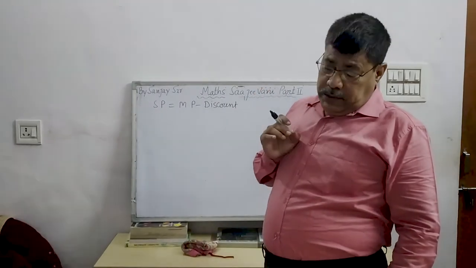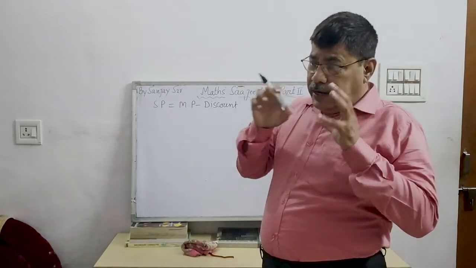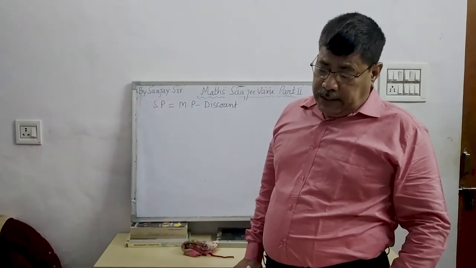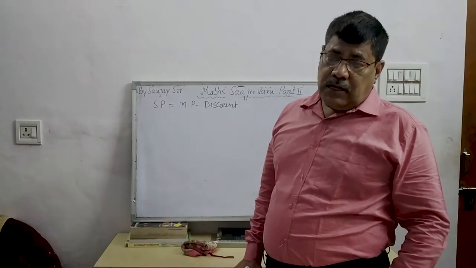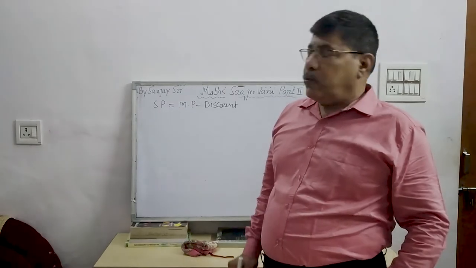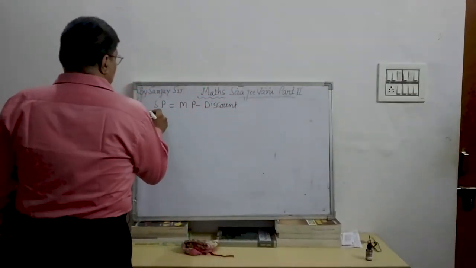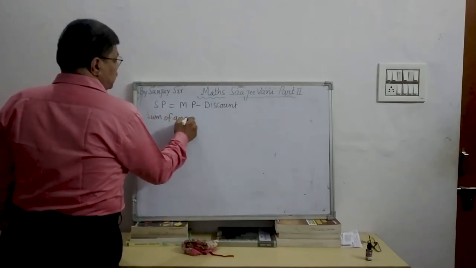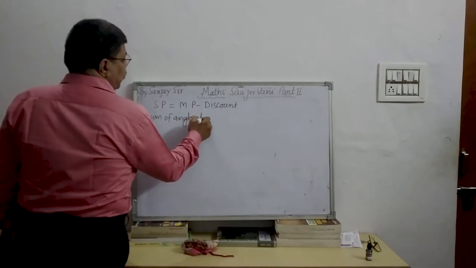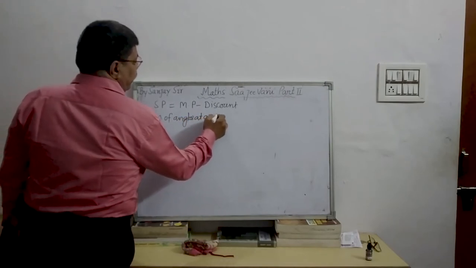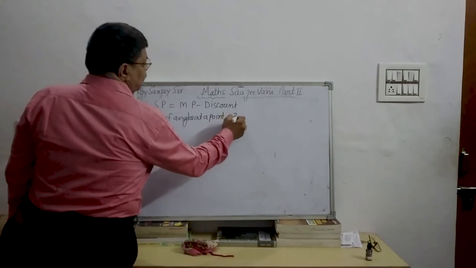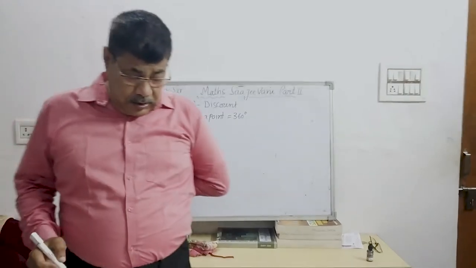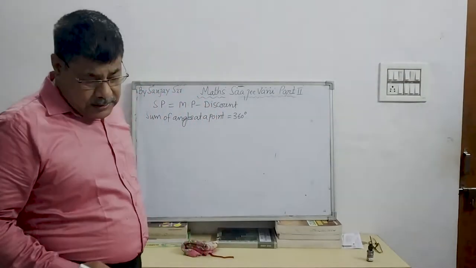Now, if there is a point and angles are forming over there, what will be the sum of angles at that point? Sum of angles at a point is equal to 360 degrees. Clear? Okay.